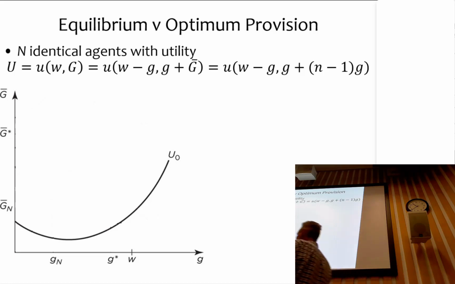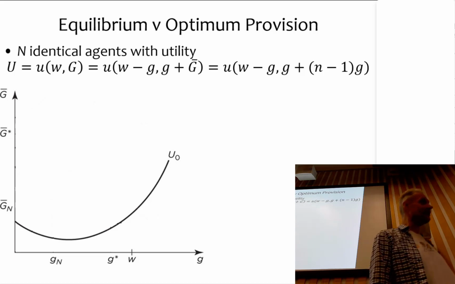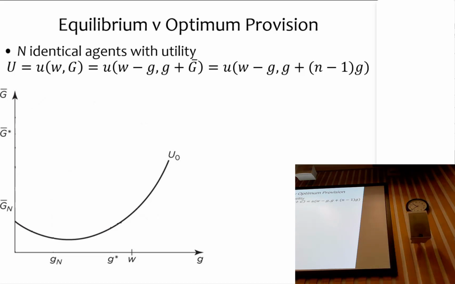So I'm going to consider a very boring economy. We have an economy where everybody is the same. It's very simple. And we consume two things. We have a private consumption of just one good, and we have a public good, right? And our utility depends on our income W and on the total provision of the public good G. Simple as that.